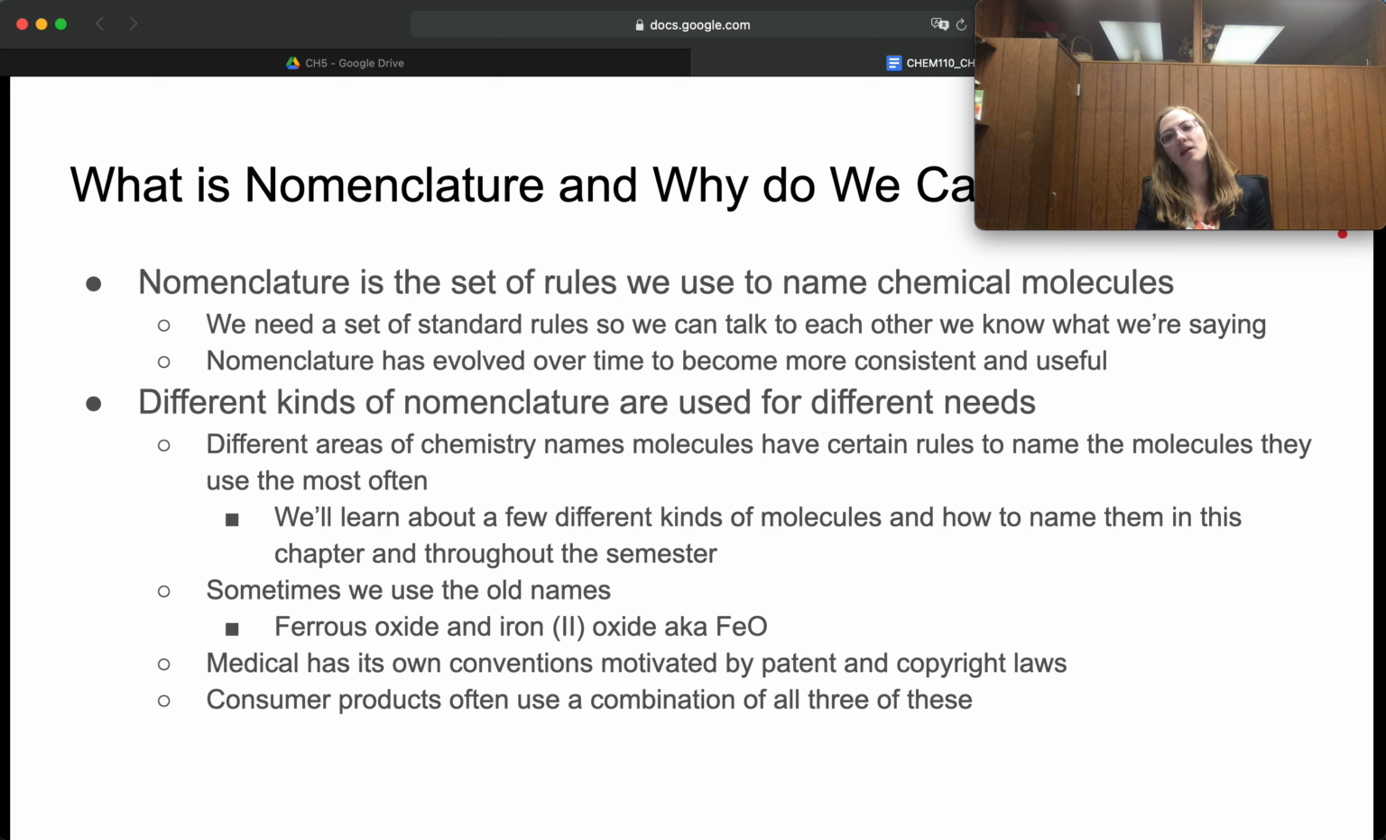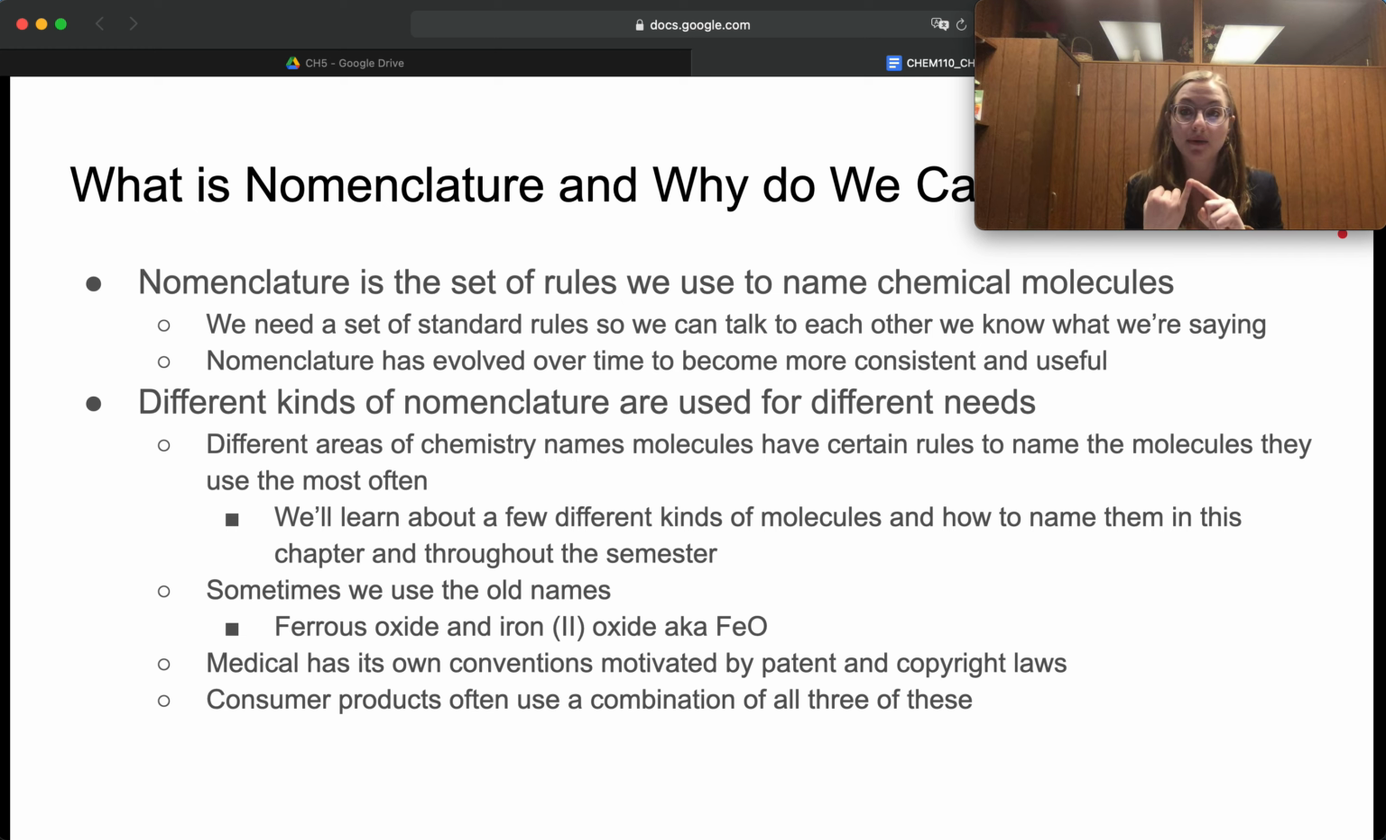So as we're talking about this, really, why do we care? Because we can get information from the names of our molecules. As we start to talk about the different kinds of molecules, we'll start to talk about the information that we can gain from those names, okay? However, it can be specific to the kind of molecule you have, so we'll talk about that a little bit later.